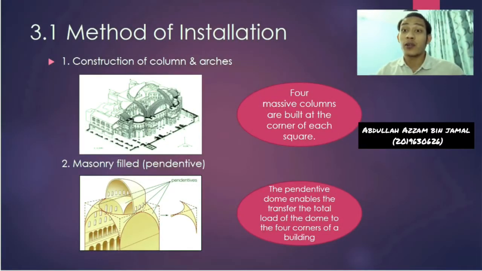There are 5 methods of installation for Hagia Sophia, which is number 1, to construct columns and arches. So 4 massive columns are built at each corner of the square, and at the top of the columns they build 4 arches, and then the spaces between the arches will be filled with masonry to create a triangular shape called pendentive. And then next, masonry fill for the pendentive needs to be done so that the pendentive dome is able to transfer the load of the dome to the 4 corners of the building, meaning that only the 4 corners need to be reinforced.